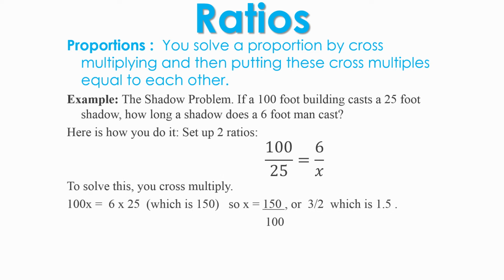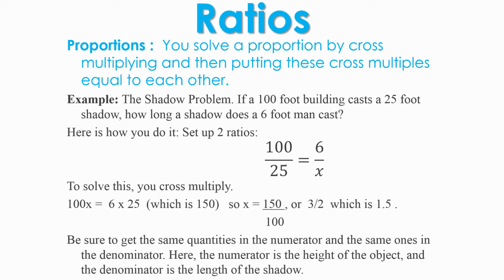Now you solve a proportion by cross multiplying and putting the cross multiples equal to each other. So 100x equals 6 times 25, or 150. x equals 150 over 100, or 3 over 2, or it could also be written as 1.5. Be sure to get the same quantities in the numerator and the same ones in the denominator. Here we have the height of the object in the numerator and the length of the shadow in the denominator.